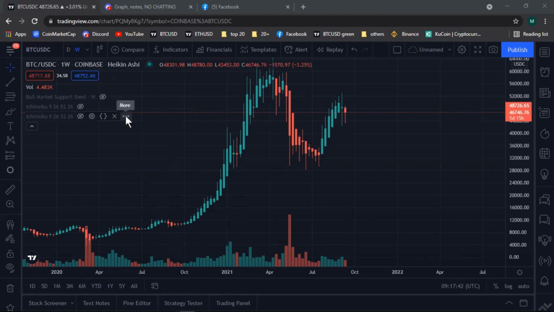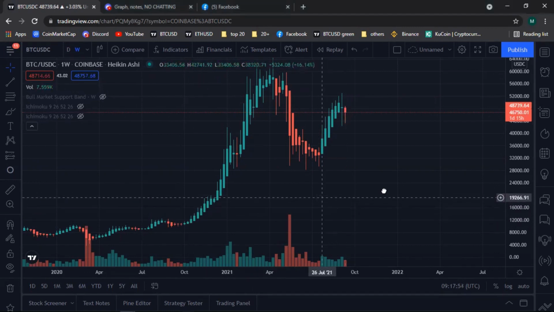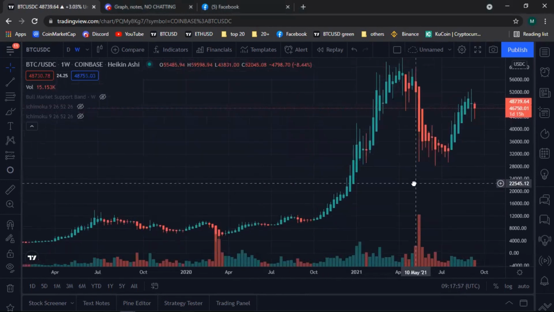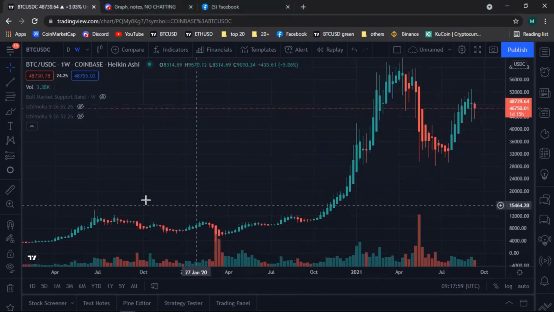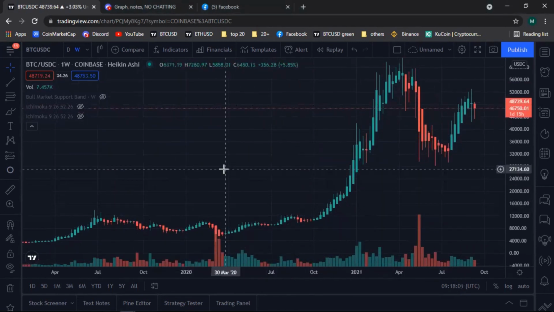I'm on the weeks, so we want to look at the longer time frame. This is Bitcoin. Each candle is a week, okay? Stemming back from the 11th of November 2019 to present day. I can shove it over a little bit and we can see even more. This is an awful lot of data that we can study. First, we're going to look at the bull market support band.